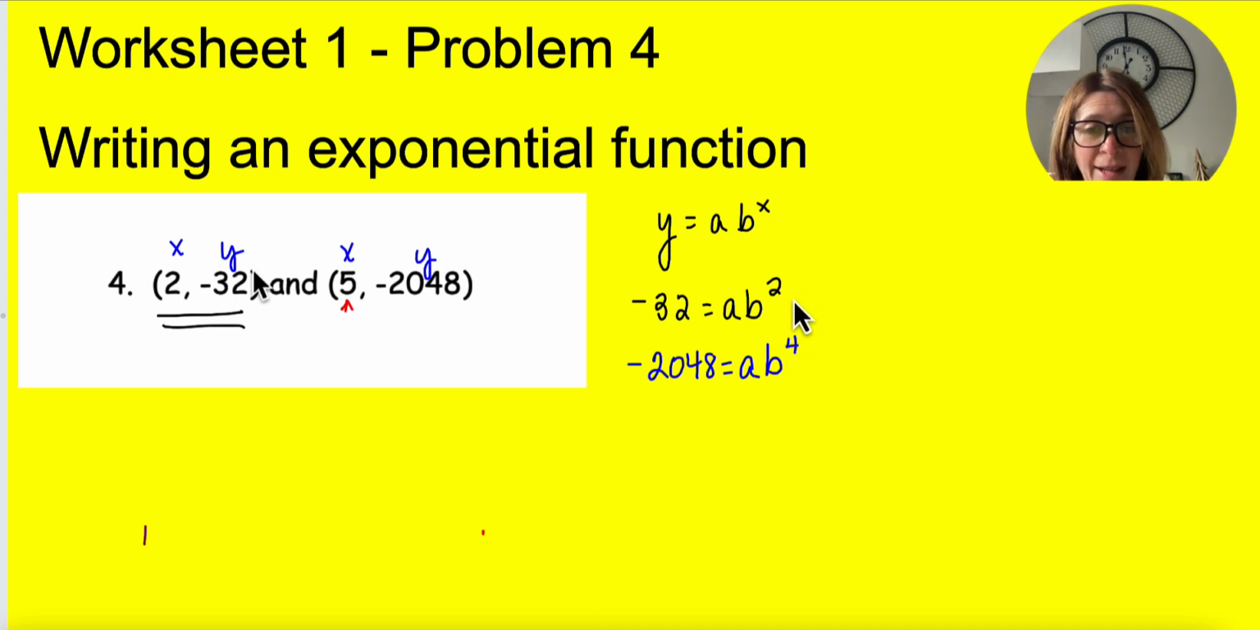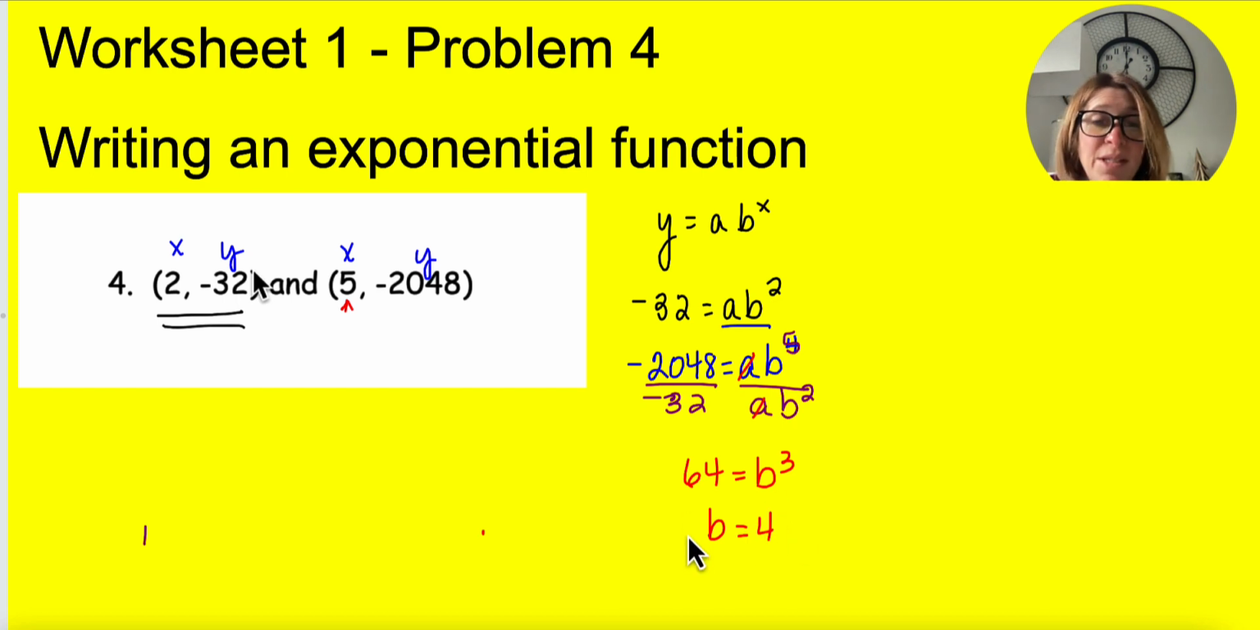So if we think about that, what I could do is work these together, right? And I could divide one equation into the other. So I could divide this by negative 32 and divide this by ab squared, it was to the 5th power. So then ab squared, okay? Sorry about that. The a's would cancel. This would give me 64, and that would give me b cubed, right? Which is the r cubed that we got in the other example. So then b would be 4, because 4 cubed is 64.